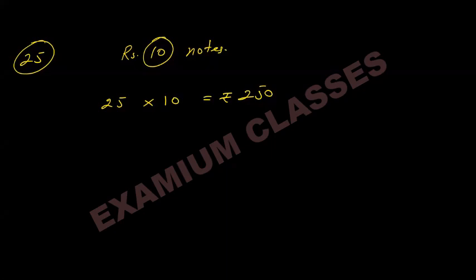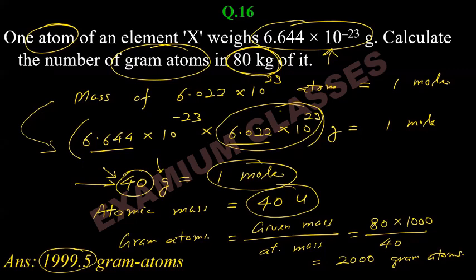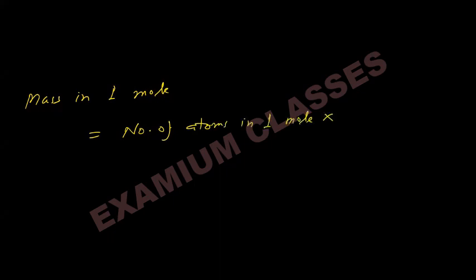So here you have done the same thing to calculate the total mass of 1 mole. You know how many atoms are there in 1 mole. The mass of 1 mole will be equal to the number of atoms in 1 mole multiplied by the mass of one atom.